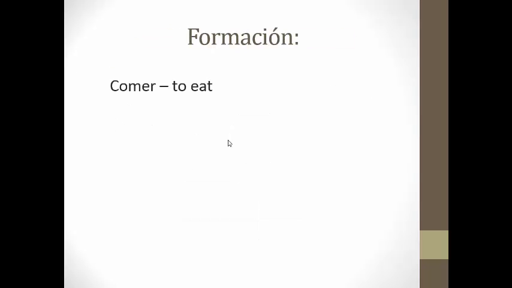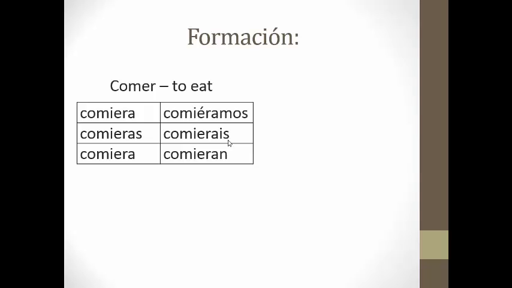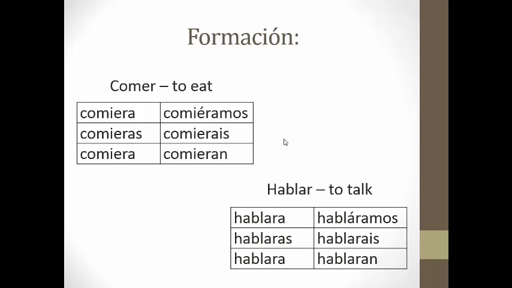Okay, so let's look at comer, to eat. Okay, so we went to the they form preterite of comer, which is comieron. Then we dropped off ron, and we get comiera, comieras, comiera, comiéramos y comieran. With hablar, we went to hablaron, then we dropped ron, and we added ra, ras, etc. So we get hablara, hablaras, hablara, habláramos, hablaran. Okay, so that's the pattern you use for any regular verbs in the imperfect subjunctive or the past subjunctive.